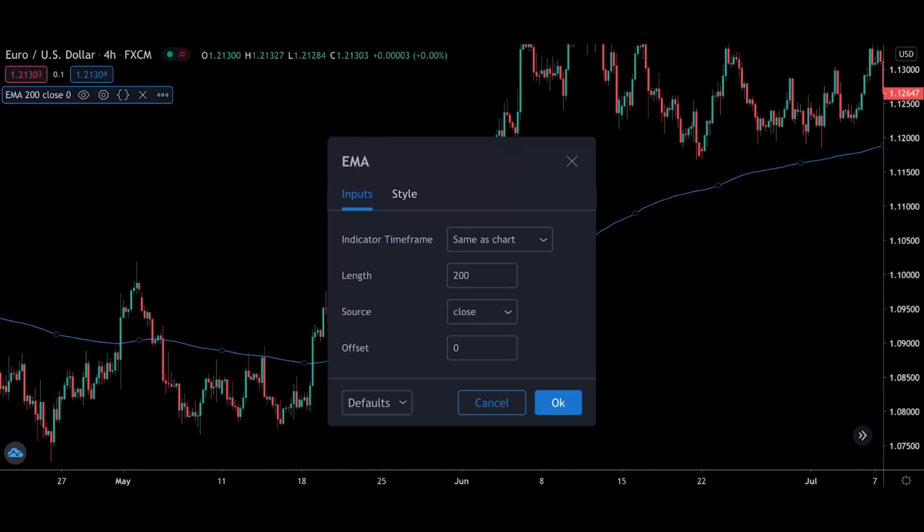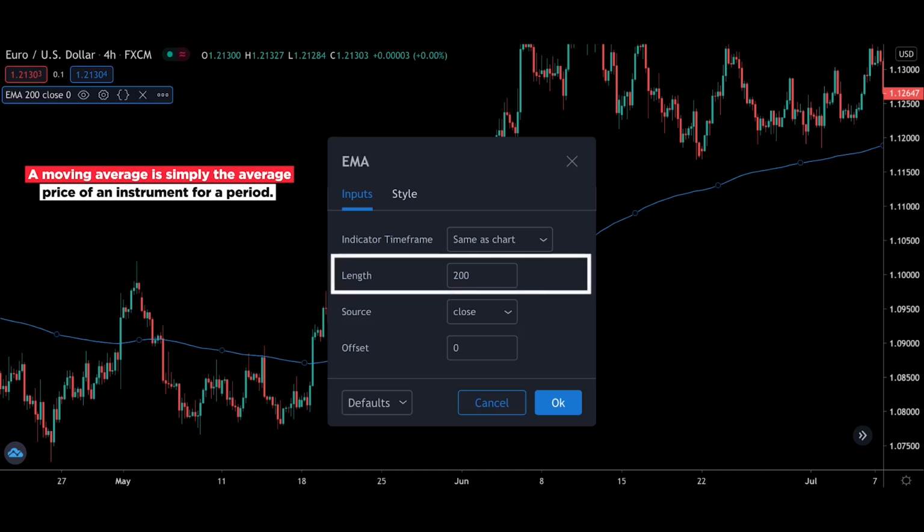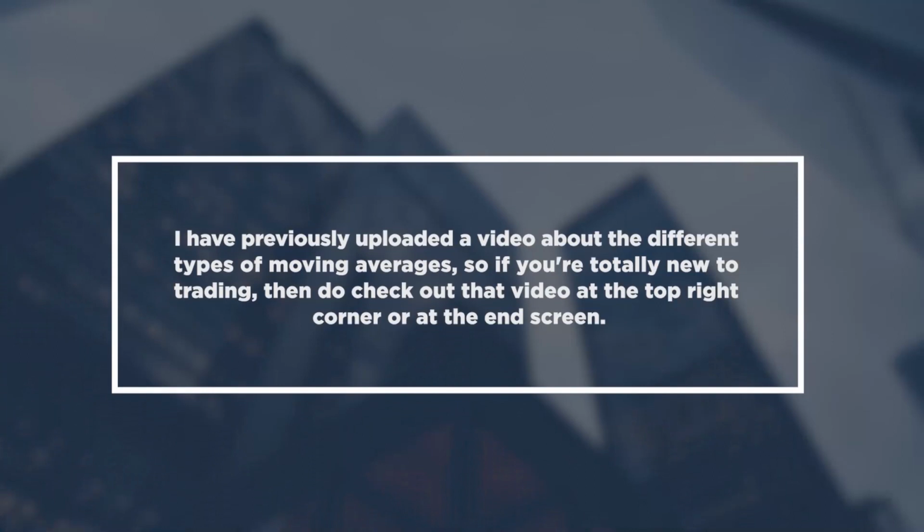Now, just in case you are new to trading, a moving average is simply the average price of an instrument for a period. So for this strategy, we will be using the 200-day exponential moving average, a moving average that places more weight on the recent price data. For this video, I want to focus on the strategy and not touch on how moving averages work. But I've previously uploaded a video about the different types of moving averages. So if you are totally new to trading, then do check out that video at the top right corner or at the end screen next.